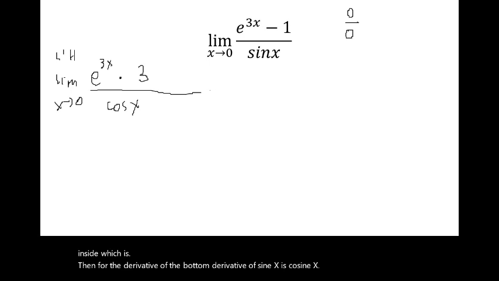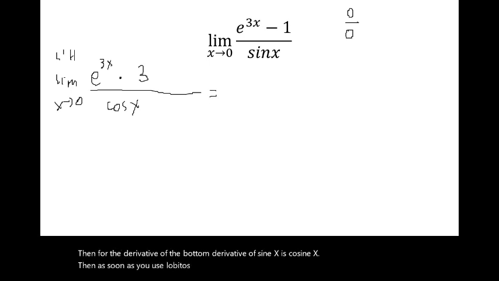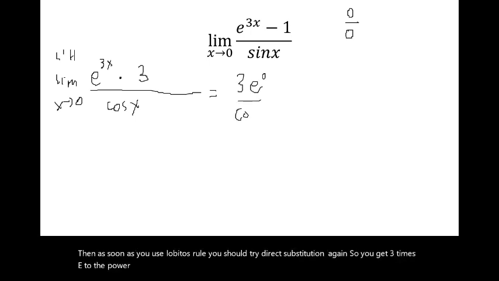Then as soon as you use L'Hopital's rule, you should try direct substitution again. So you get 3 times e to the power 0 over the cosine of 0, which gives you 3 over 1, which is 3.